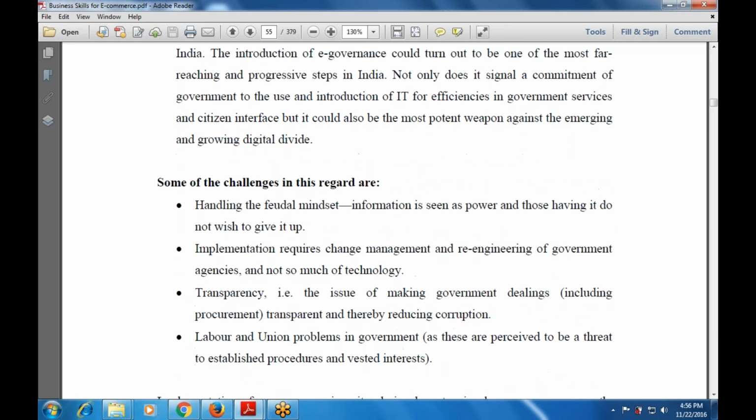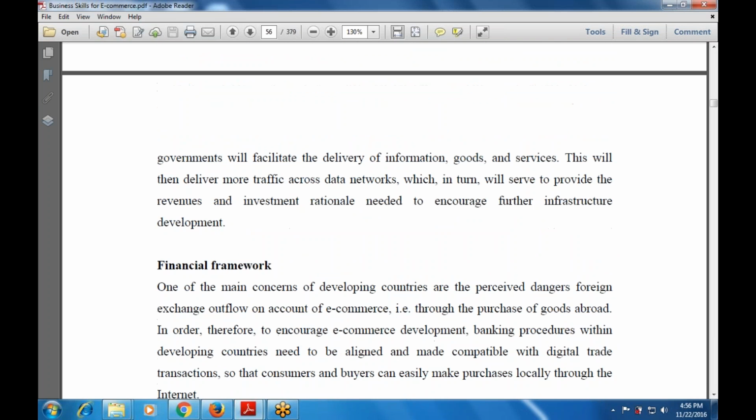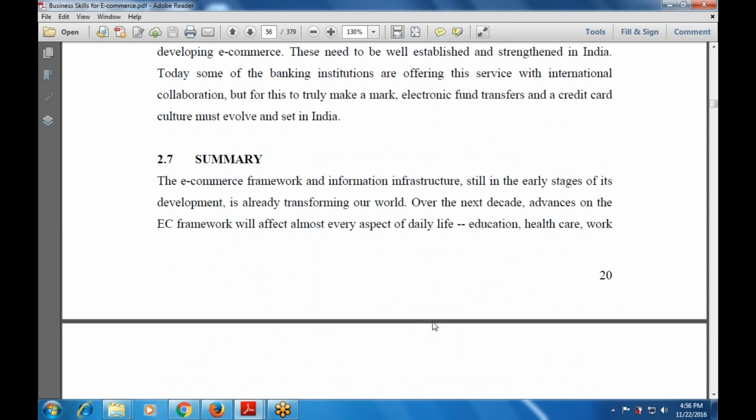Now, these are the various challenges that are faced in this regard. First is handling the feudal mindset. Then implementation requires change management and re-engineering of the government agencies. Transparency, that is the issue of making government dealings transparent and thereby reducing corruption. Then labor and union problems in the government. And implementation is also one of the difficult tasks that is used with the financial applications.